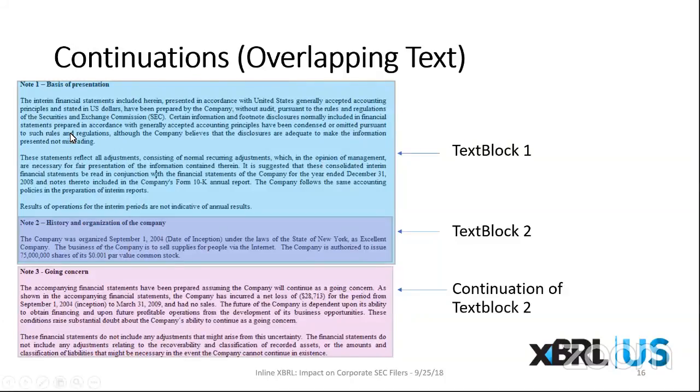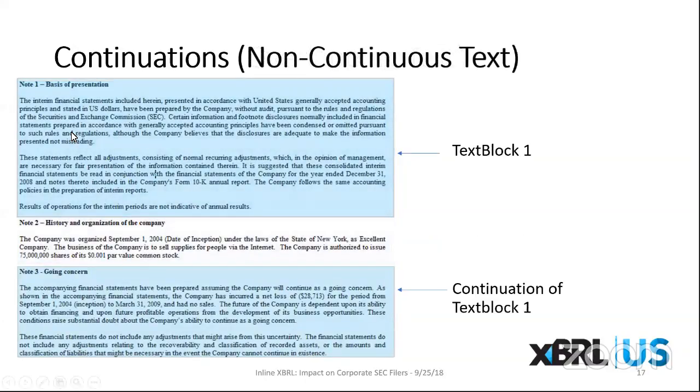If we go on to the next slide, we have an example of using continuations for non-continuous text. This is a more straightforward example using continuations. We're just saying that we have our Note 1 and we want to continue it after a block of unincluded text. So Note 1 and Note 3 are stitched together into a single block of text. Note 2 would be excluded from this block of text.